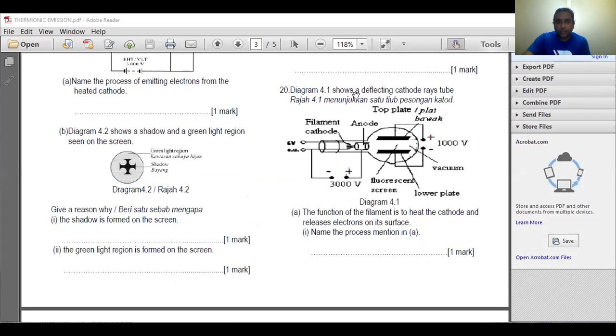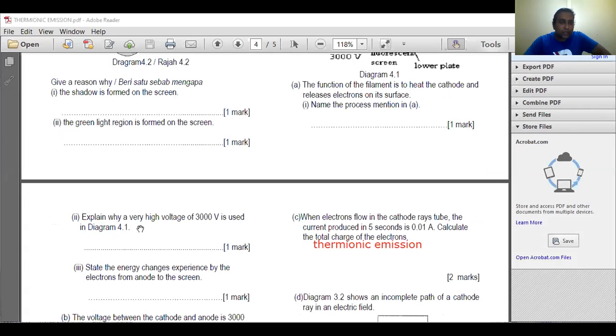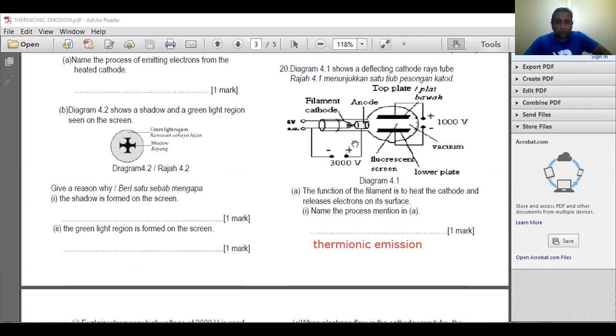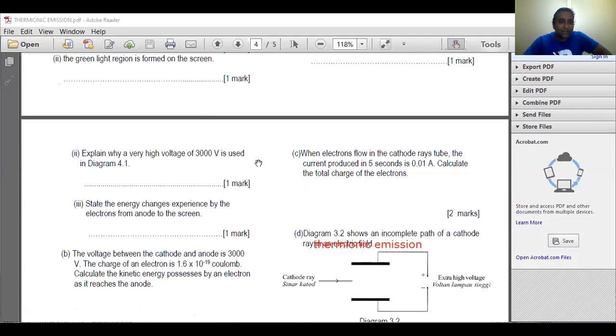Diagram 4.1 shows a deflecting cathode ray tube. The function of the filament is to heat up the cathode and release electrons on the surface. Name the process. Thermionic emission. Next, explain why a very high voltage is used. We want to accelerate the electron. So, to accelerate the electron.